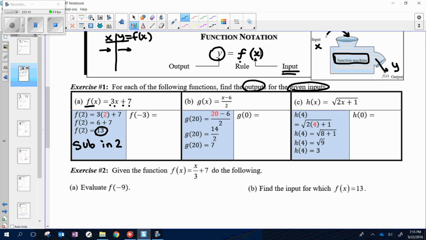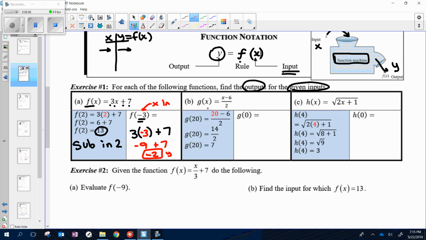Now I'm going to do the function with -3 plugged in. So I'm going to apply the rule 3 times the number plus 7, and the number is -3. So I calculate -9 plus 7 is -2. That's my output. -3 was the x value or the input, and -2 is the y value or the output.